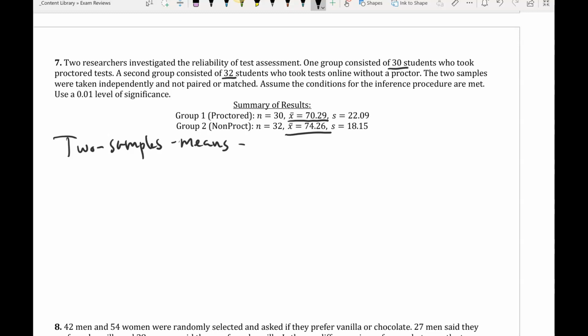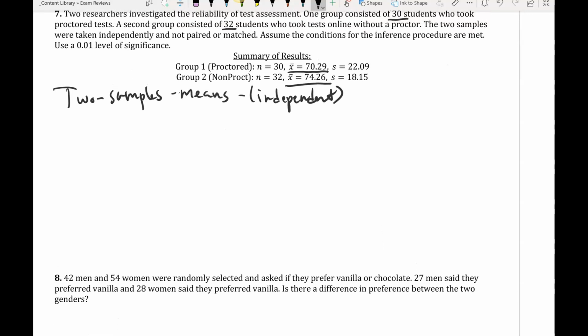In addition, just like the last one, we had two groupings that were actually different sizes. And since they were different sizes, that tells us they can't possibly be matched or paired. It also says they're not matched or paired, right? So that means that the samples are independent. Cool. Yes?